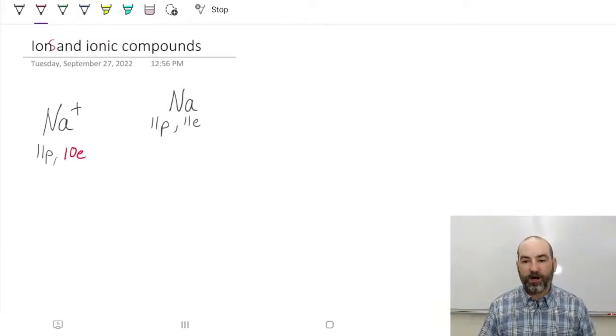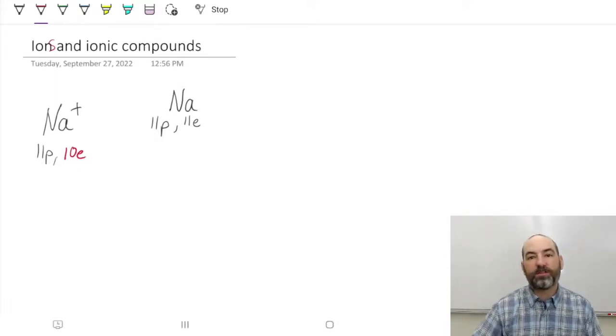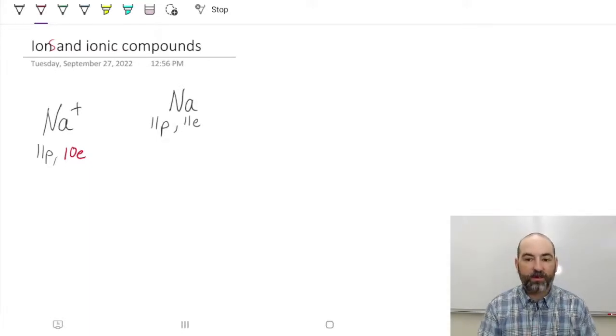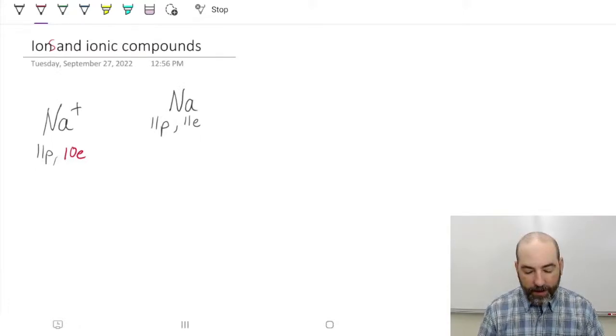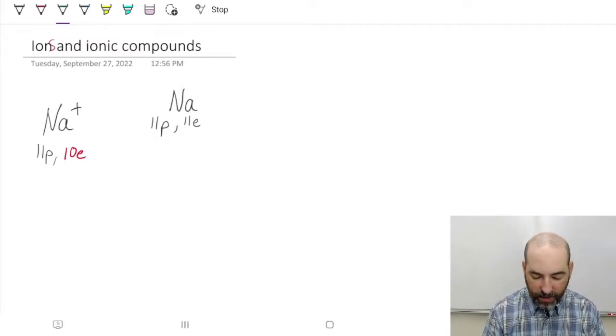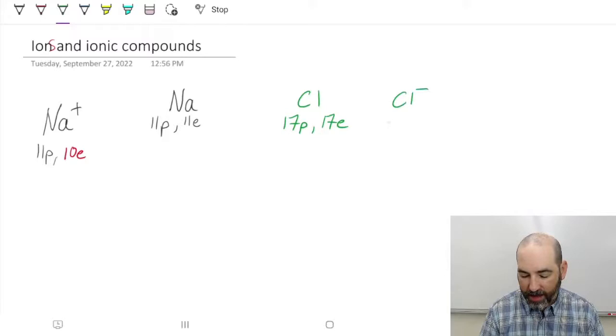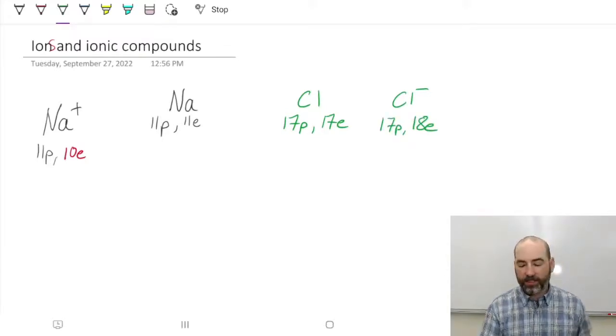It has a positive charge, and so it's going to act like any other charged particle. It's going to be attracted to negative charges. It's going to repel other positive charges, stuff like that. It can move around to carry a current. This can also happen in the other direction. So you can have a chlorine atom that has 17 protons and 17 electrons, and you can have a chloride ion that has 17 protons and 18 electrons. So you add an electron, and then you end up with an ion or a charged particle.